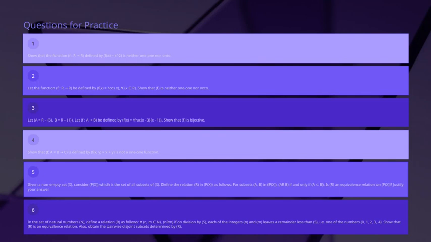Let's take a closer look at the relation R defined on the set of natural numbers. For any two numbers n and m in N, we say that n R m if, when divided by 5, both leave a remainder less than 5. That is, their remainders are 0, 1, 2, 3, or 4. Now our goal is to show that this relation R is an equivalence relation. To do that, we need to verify three properties: reflexivity, symmetry, and transitivity.